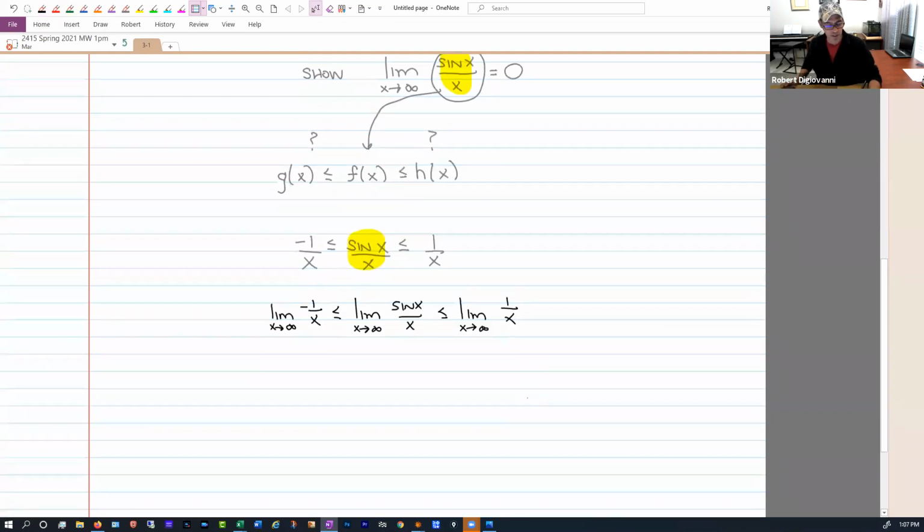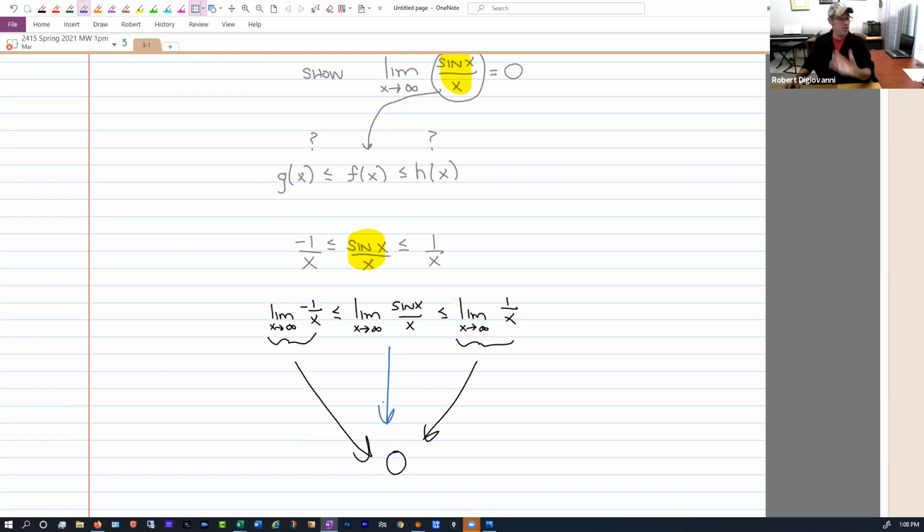And what you can see is that these two ends, these two limits go to the same value, right? They both go to 0. As x gets bigger, that fraction gets smaller. So this heads to 0. This heads to 0. And that means that we can conclude that that one must also head to 0. Right? Does that look somewhat familiar from Cal 1? Or does that logic make sense? Okay, so that's the squeeze theorem.